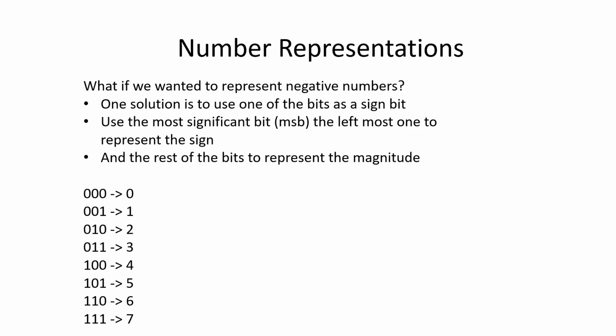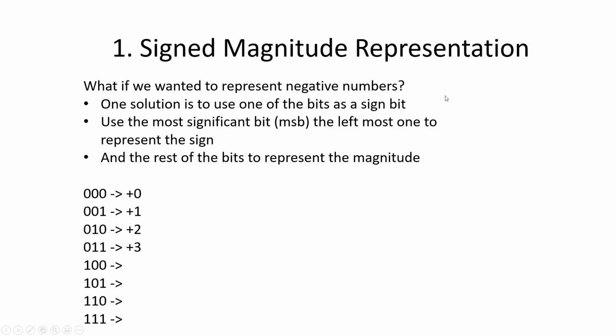So one solution is to just use one of those bits as a sign bit. So here's my old version. If I were to say that the most significant bit here, the one on the left, will represent the sign instead, then we can say that 0 is going to be a positive sign and that 1 is going to be the negative sign. And we can just use the rest of the bits to represent the magnitude of the number. This is known as sign magnitude representation. So let me just walk through this.